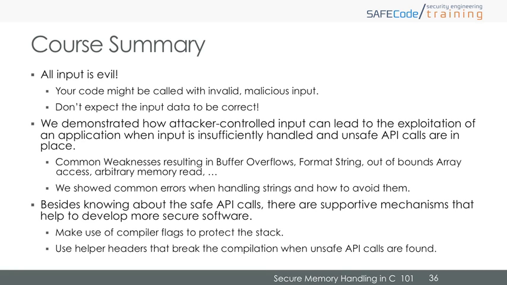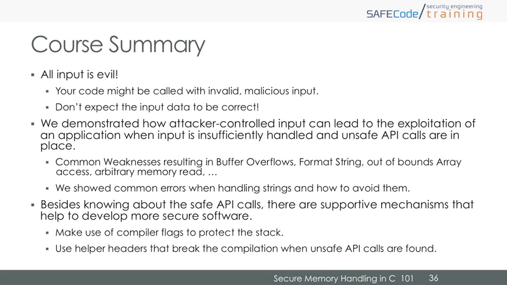This lets us conclude that handling user input is dangerous, and some API methods should be avoided. All input should be treated as potentially evil, and adequate sanitization has to be applied. Furthermore, the secure API methods for handling input should be used instead of their insecure counterparts. Besides secure usage of the API, further mechanisms supporting secure code should be utilized. Compiler flags that introduce stack protection as well as header files that forbid the use of insecure API functions should be used to further increase the security of your application.